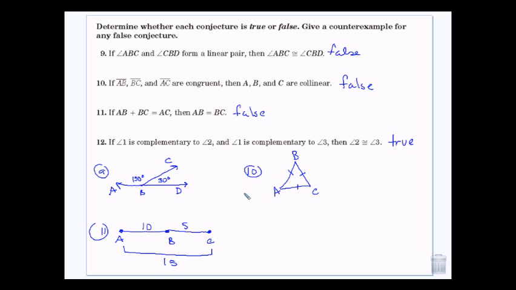If AB, BC, and AC are congruent, the only way you can get that is if you make a triangle, because that's the only way it connects up correctly. And if they're all congruent, you have an equilateral triangle, so they're not collinear.